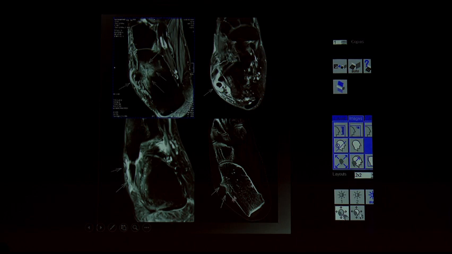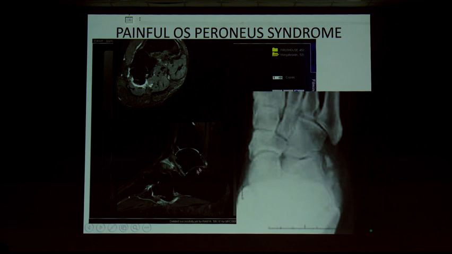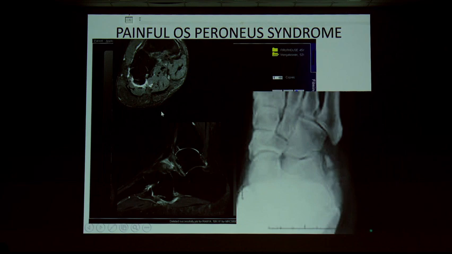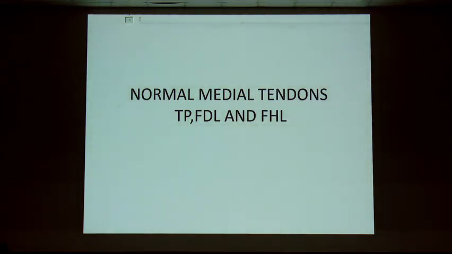Whenever they become larger and larger, they will cause continuous mass effect as well as irritation changes over the peroneus longus and brevis. They will go for partial tear with tenosynovitis. This is one among the causes for POP syndrome. The other one is os peroneus. A small bony projection will come adjacent to the cuboid tunnel, and it will produce continuous irritation, and you can see the signal changes. So these are the sites where we have to look for POP syndrome, painful os peroneus syndrome.